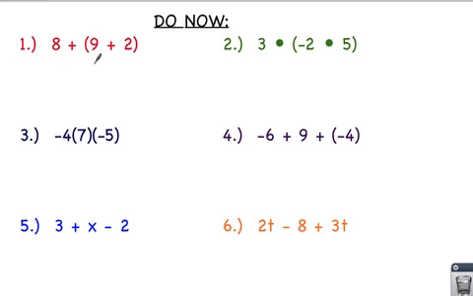Number 1, we're trying to simplify, so we follow order of operations. Inside our parentheses, we have 9 plus 2, so we get 11. And 8 plus 11 gives us 19.